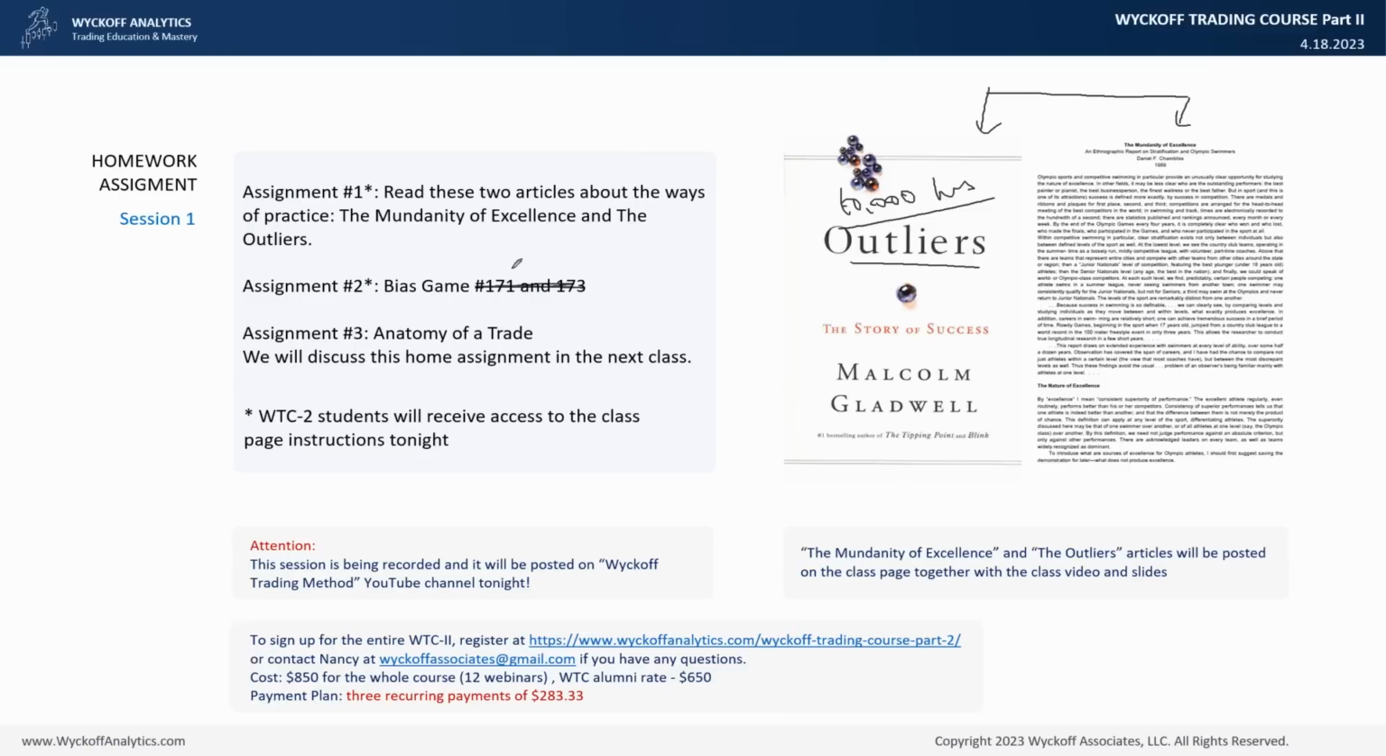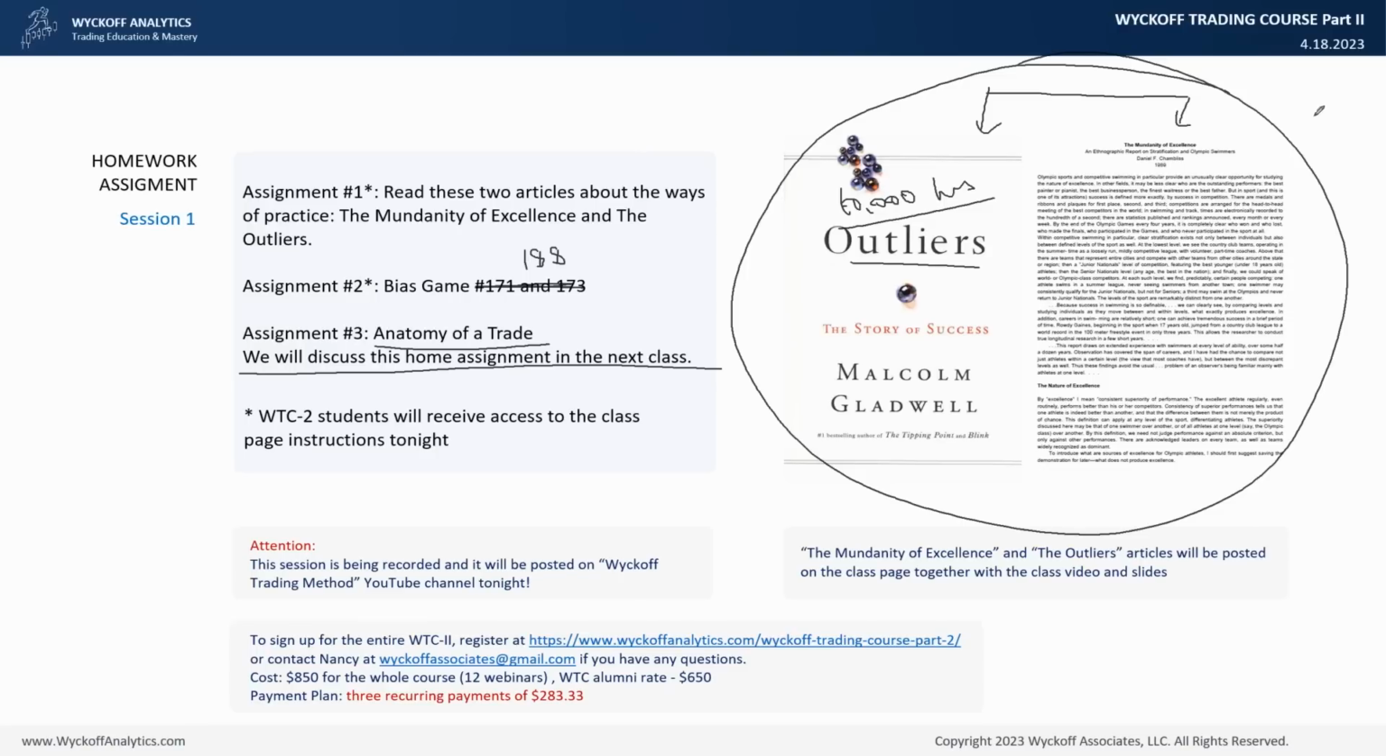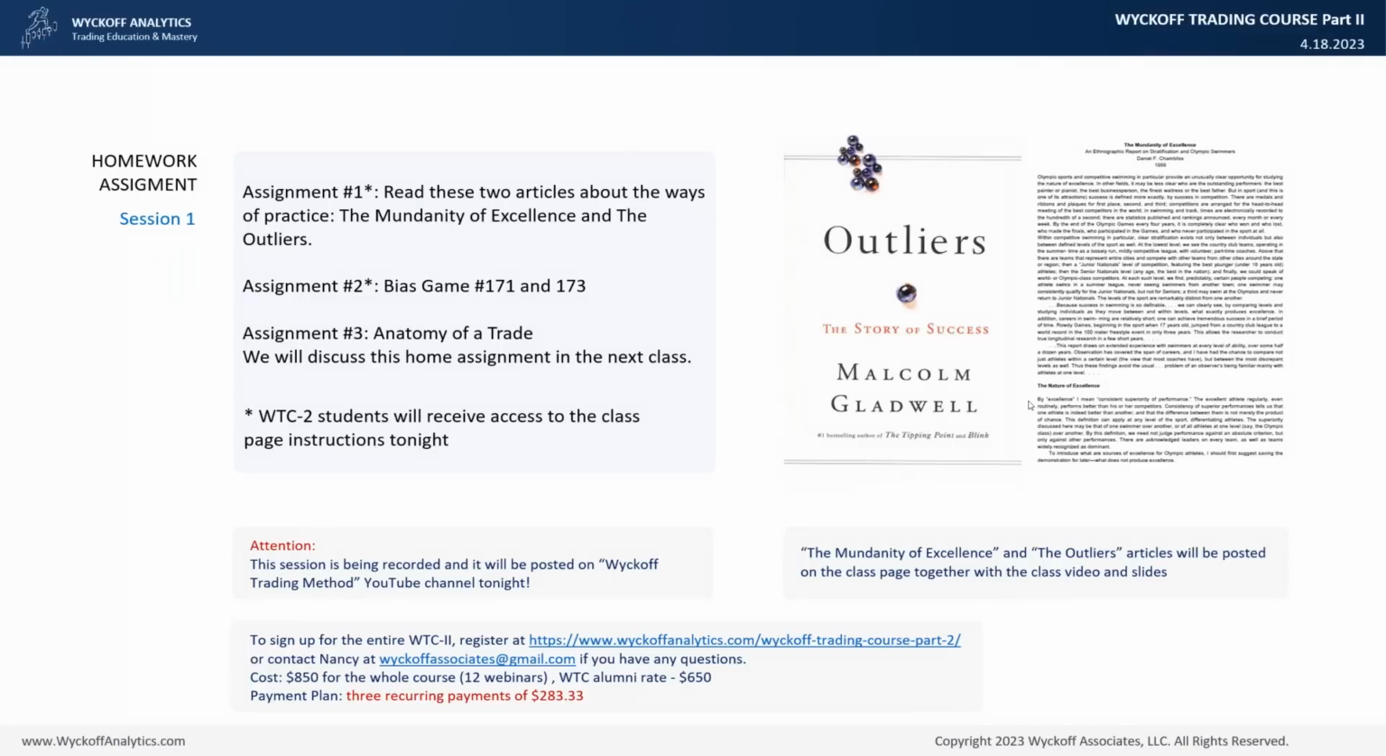So we also have Bias Game number 188. Anatomy of the Trade will be discussed as the homework in the next class. And what else? Yeah, that's it. So don't forget, guys, for those of you who signed up or who will be signing up, please read these two articles on our website on the landing page for your class.